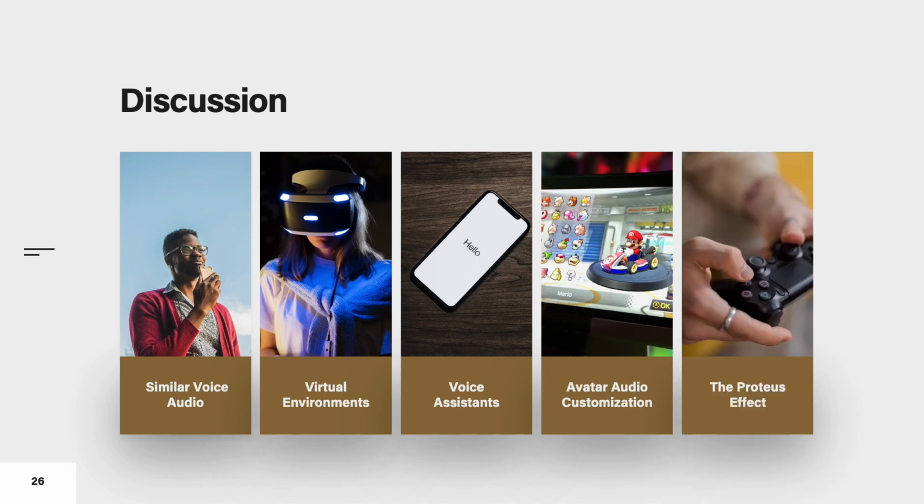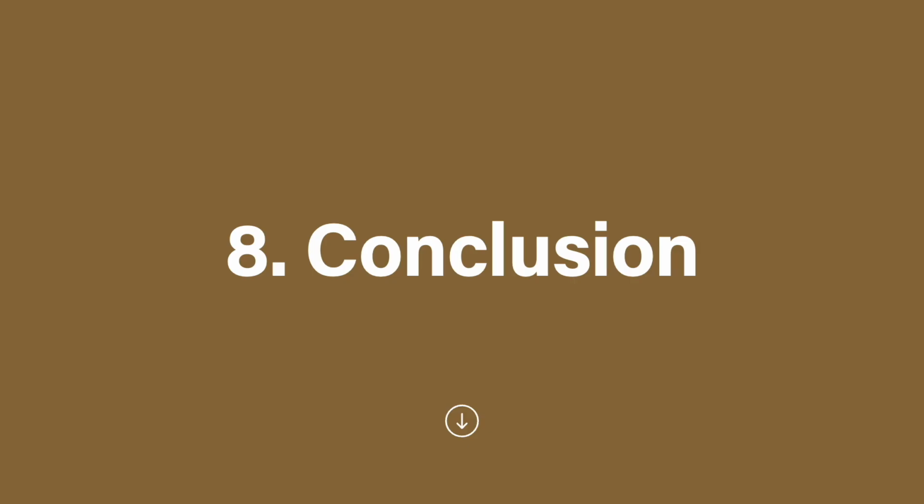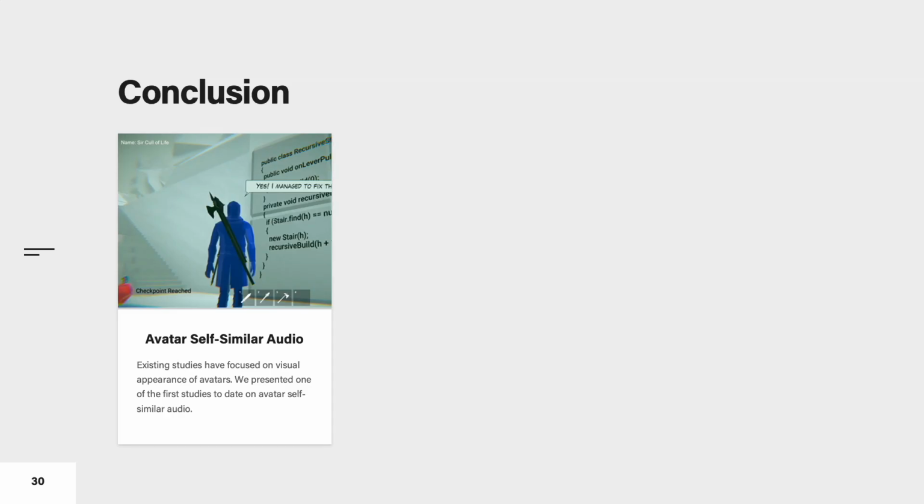This line of research on audio avatar identities is also relevant to the Proteus effect, the phenomenon that avatar users tend to conform behaviorally to the identity characteristics that they associate with their avatars. This phenomenon has been studied extensively with respect to avatar appearance, but not with respect to avatar voice characteristics. Avatar identification is a topic of extensive research. Despite widespread acknowledgement of how avatar identification benefits users, existing studies have focused on visual appearance of avatars. We presented one of the first studies to date on avatar self-similar audio.